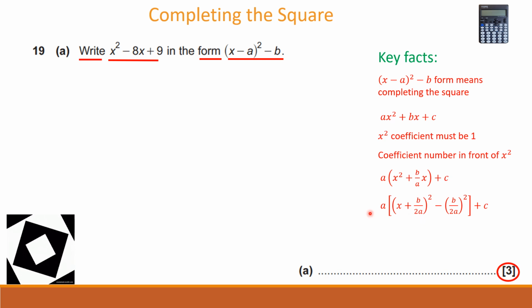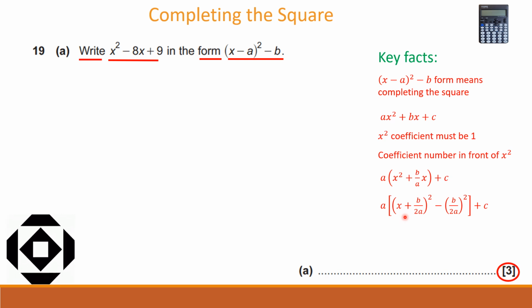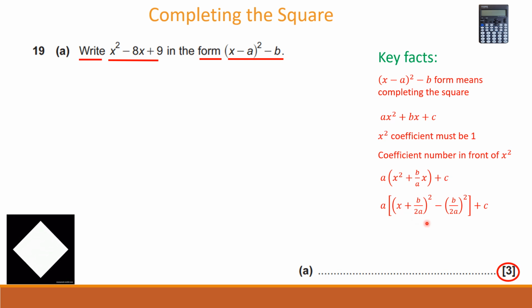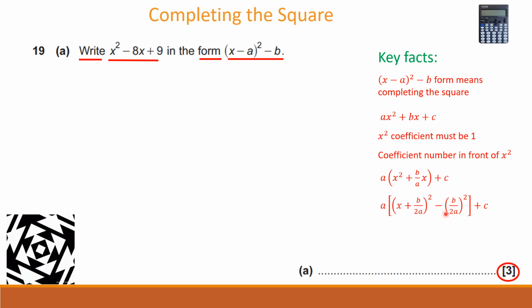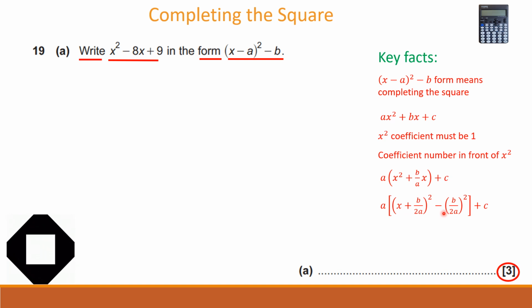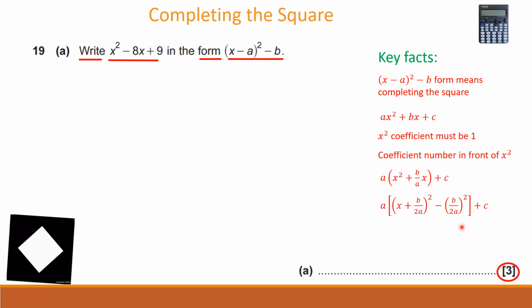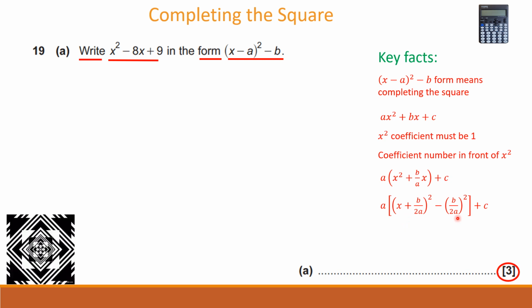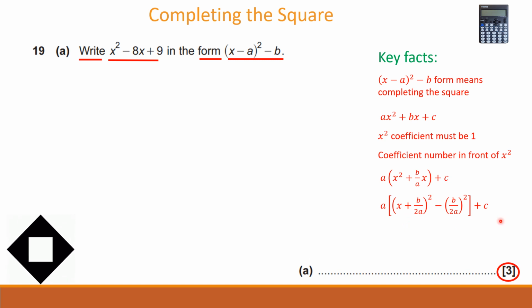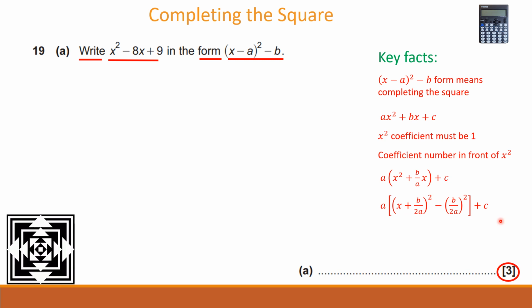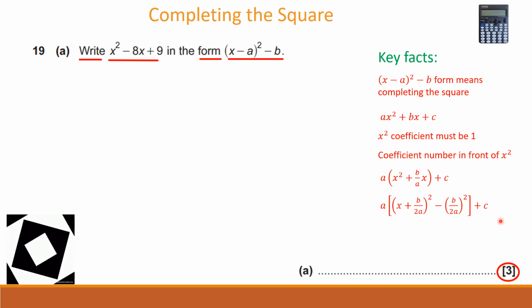The a is outside the front, and I'm now using a square bracket to show a difference between the 2 brackets. So I've got x plus b over 2a all squared. It is always subtract in between here, always subtract. And then whatever term you've put here after the x is the term you're going to subtract here. So it's always minus this same term squared. So in this case, it's b over 2a all squared, plus your value of c on the end.